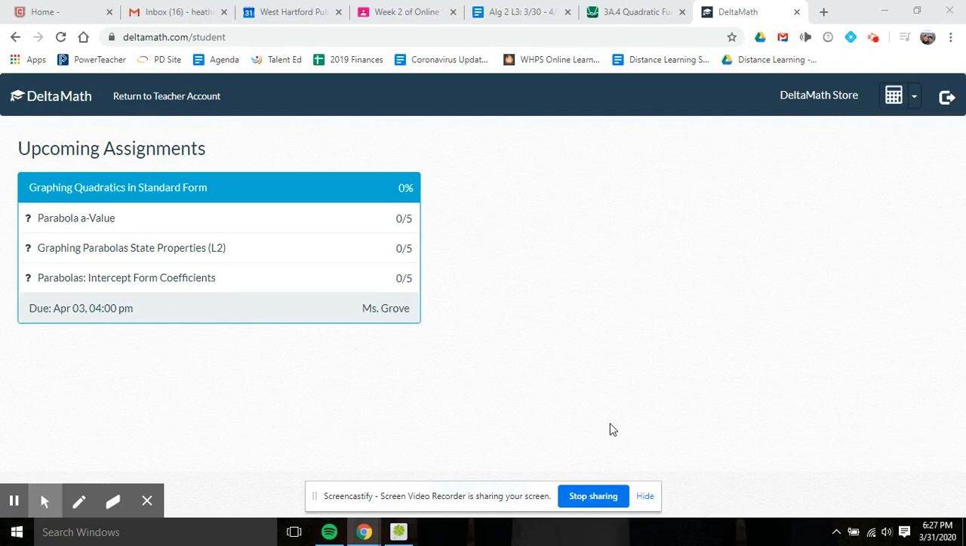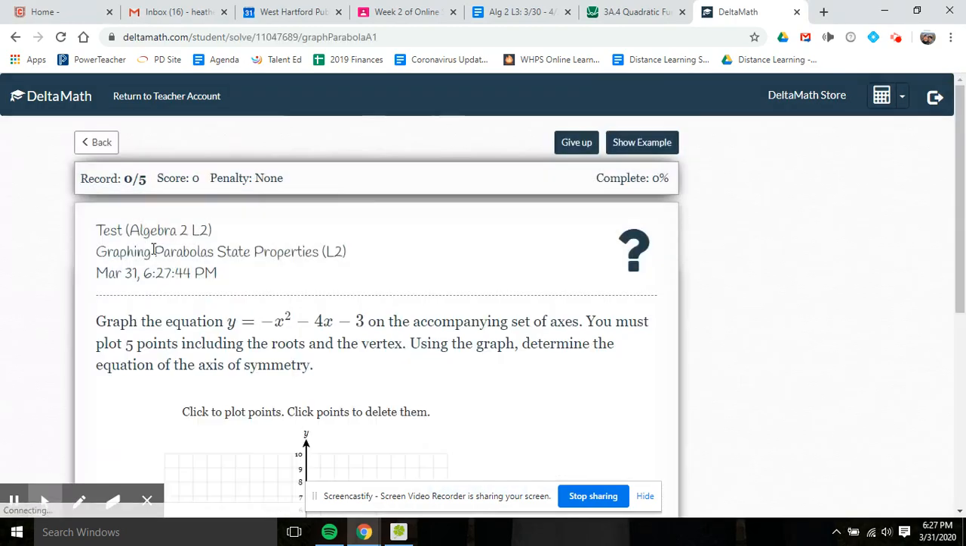Hi everyone, I just wanted to create a quick little video because I've been getting a lot of emails about graphing parabolas and stating properties, the little L2 one. For the most part, people have been saying the other two exercises on Delta Math have been going okay. I am now realizing what most of your struggles are with this.